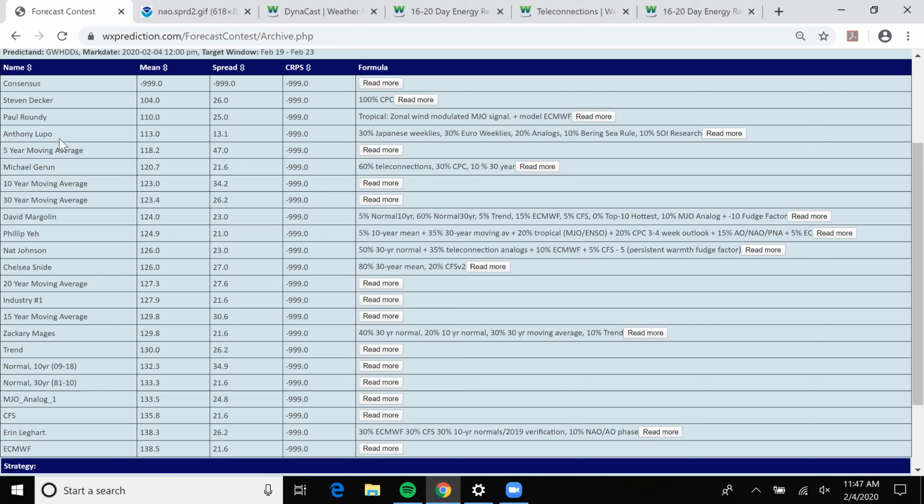Okay, so my forecast was 120.7 HDDs with a spread of 21.6. The 120.7 is significantly below the 30-year normal, which is coming in at 133.3. The formula is the same for this week: still 60% teleconnections, 30% CPC, 10% 30-year.